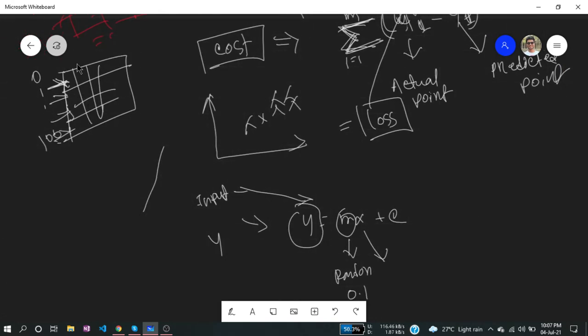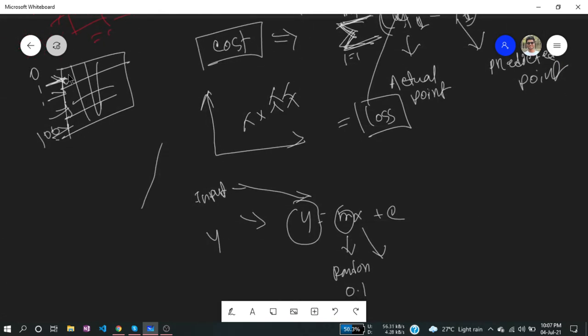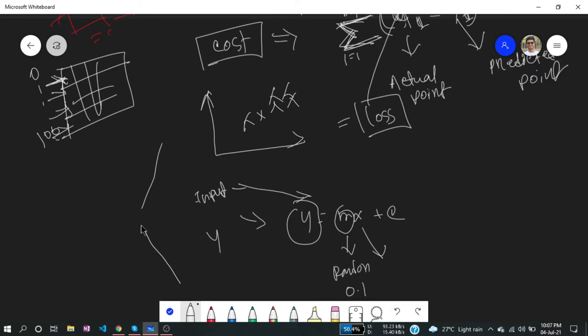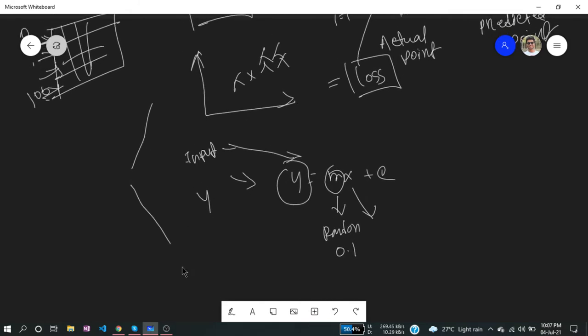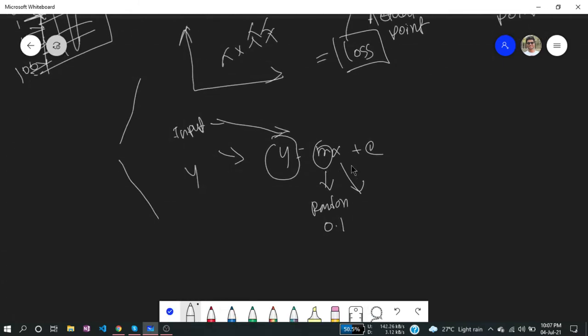So there would be an input feature and an output feature. Take the example of area: x is your area. And what is c? c is the intercept, the constant. It will not stay the same, but at the initial point it would be random. Suppose you just define the initial point as a random value.